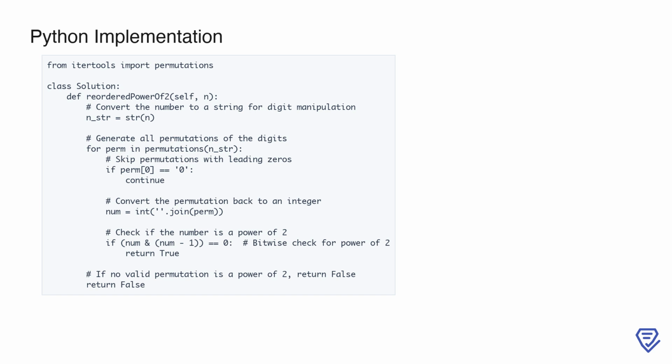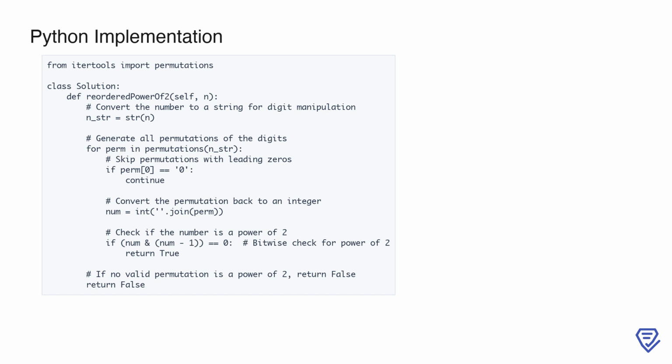The input n is converted to a string n_str to facilitate digit manipulation. Next, we use the permutations function to generate all possible orderings of the digits. However, since leading zeros are not valid, e.g., 012 is not a valid number, we skip any permutation where the first digit is 0. Each valid permutation is then converted back into an integer number by joining the digits and converting the result to an integer.